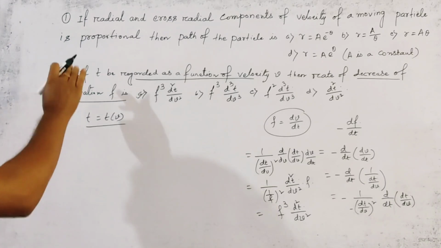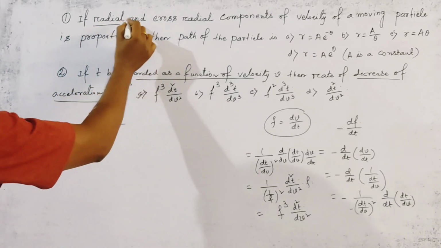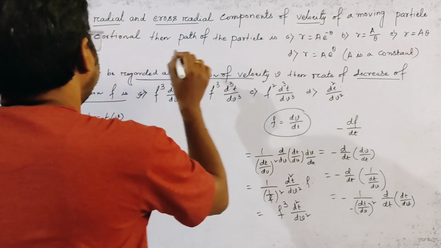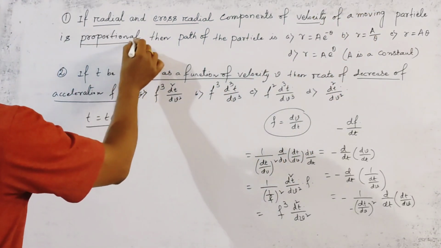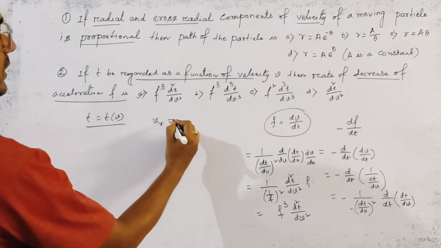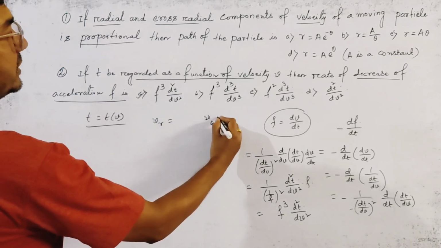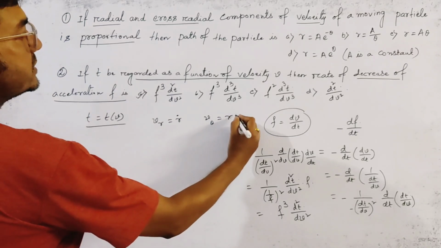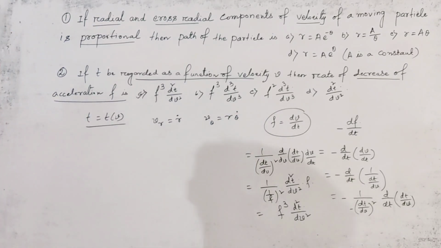Now we go to the first problem. The radial and cross radial component of velocity of a moving particle is proportional. What is the radial velocity? We know that radial velocity v r and cross radial velocity v theta, this is r dot and this is r theta dot.